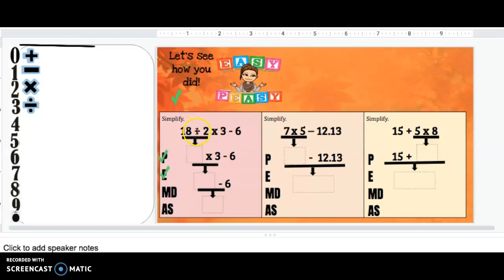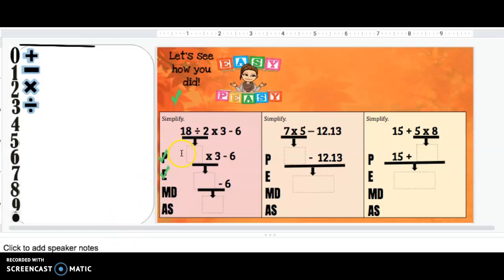What I mean by that is that there's just one number in between the two operations. So that means they're next to each other, so you're going to solve from left to right. Left to right, if I do 18 divided by 2, I know that that's 9.